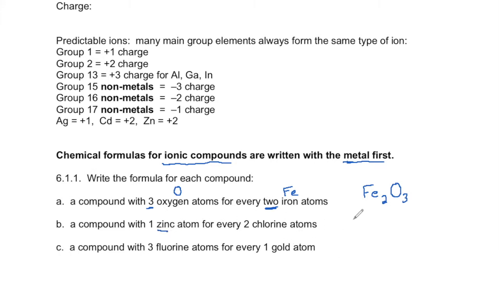Zinc is our metal. We're going to write that one first. If there's only 1, we don't need to put a subscript. Then chlorine is Cl, and if there's 2, we'll put a subscript here. Remember, these elements that are written with 2 letters have a capital and a lowercase. So don't be writing this. That's not correct. So gold is our metal here. We're going to write that first. If there's 1, we don't need a subscript. And 3 fluorines would be next with F as the symbol.